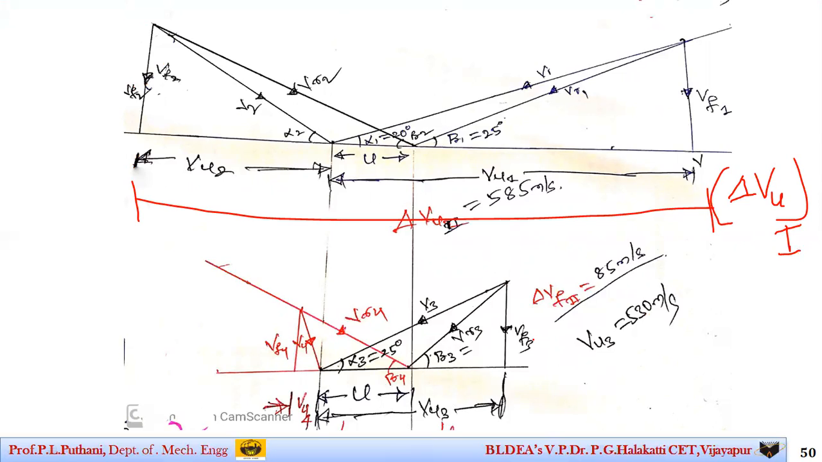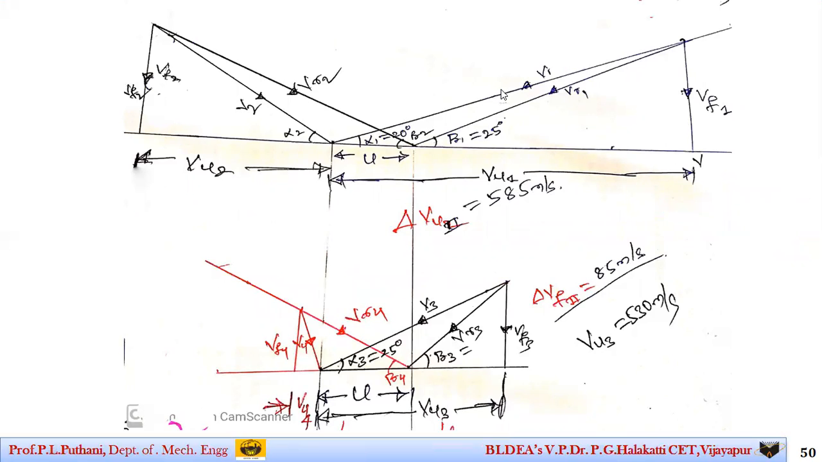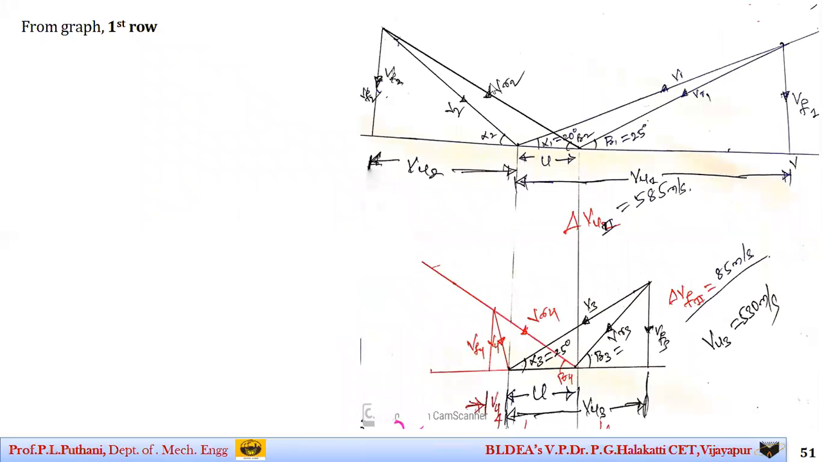Similarly, at the bottom, from here to here, this is delta VU for the second stage. You can measure it. In the same fashion, even for here, that is this height from here to here, this becomes delta VF for the second stage, that is VF3 minus VF4. The same for the upper one also, that is VF1 minus VF2. On measuring these particular values from the graphs, I have got these results.